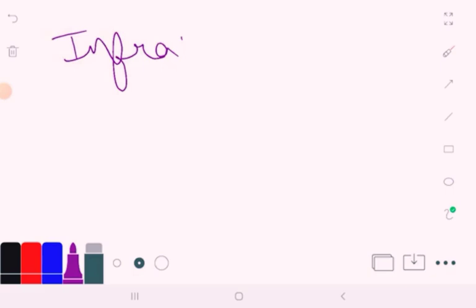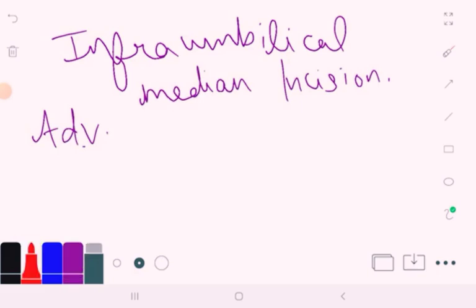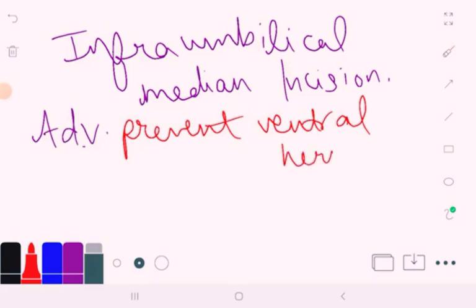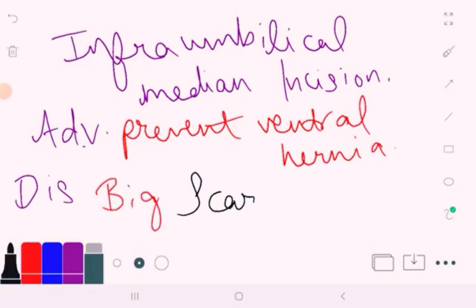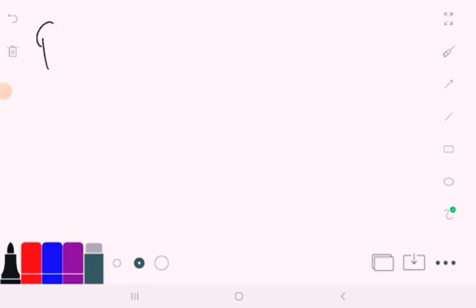Now infraumbilical median incision. What is the advantage of this? It prevents ventral hernia. Disadvantage is a big scar is formed and delay in healing of the wound also, because of less blood supply.